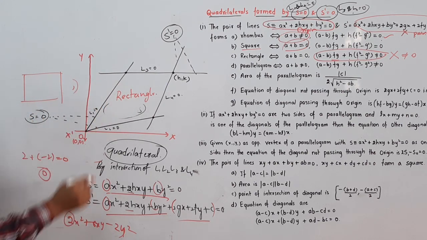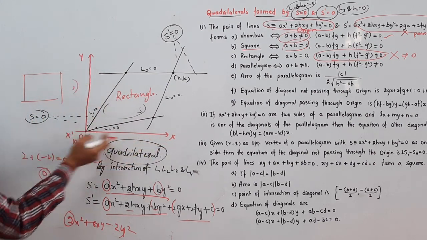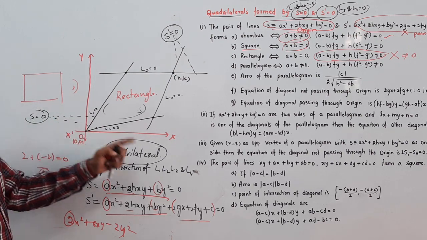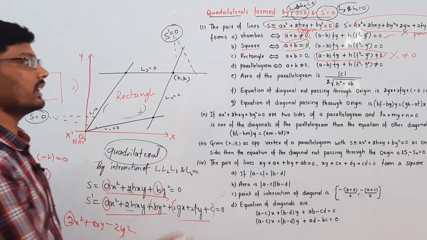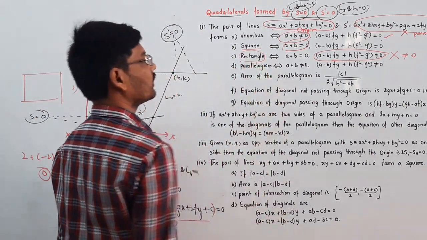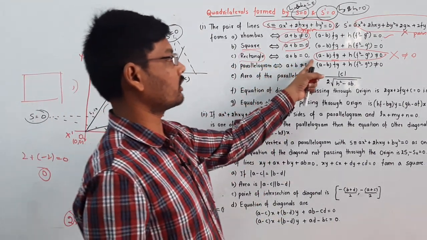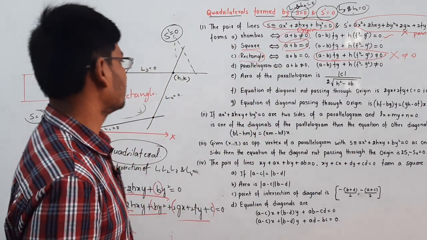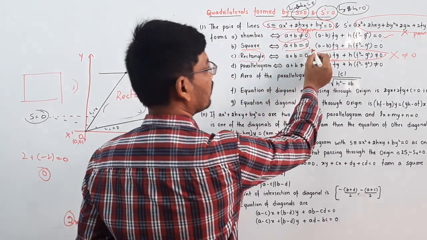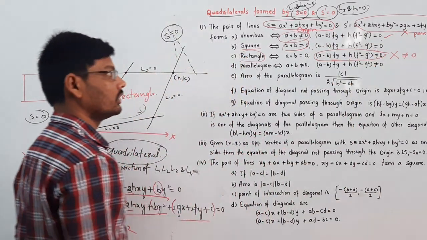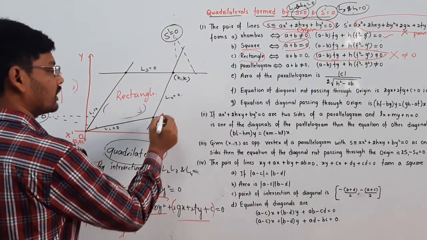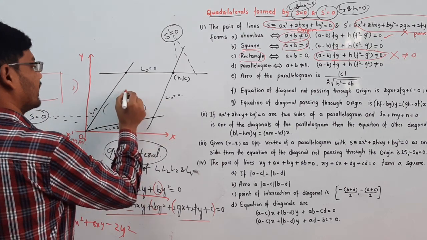Why? Because these two lines are coincident on the x and y axes, and these are perpendicular to the x and y axes, so it can frame a rectangle here. When a plus b is equal to 0 and the condition is also equal to 0, when both the conditions are equal to 0, then it can frame a square here.